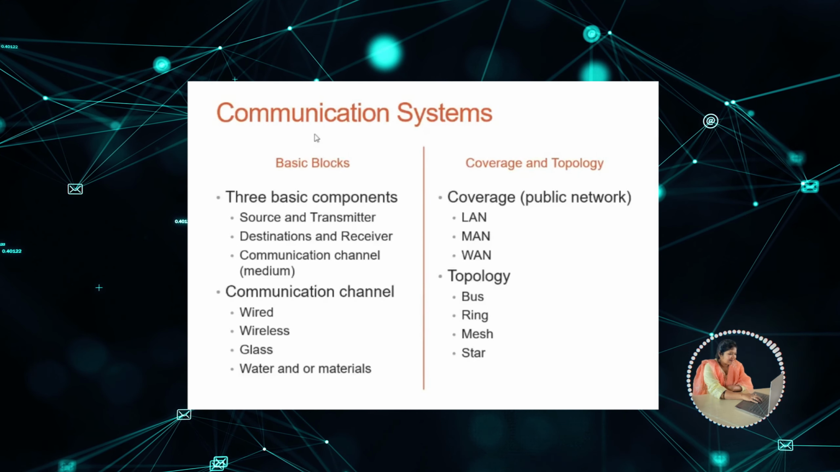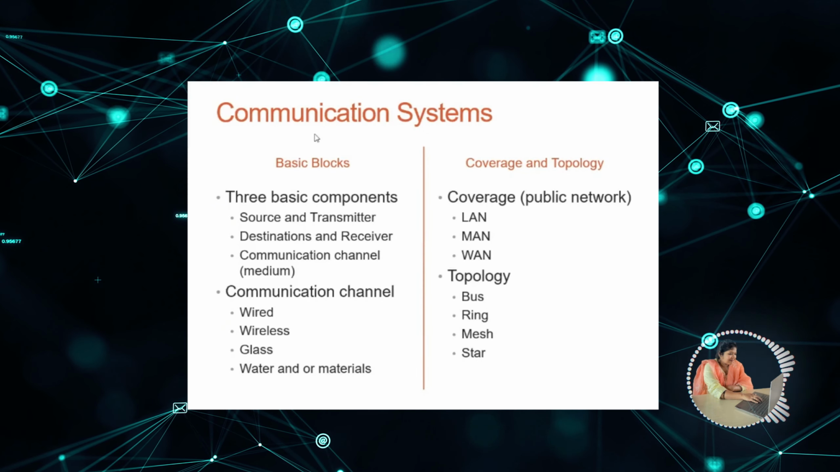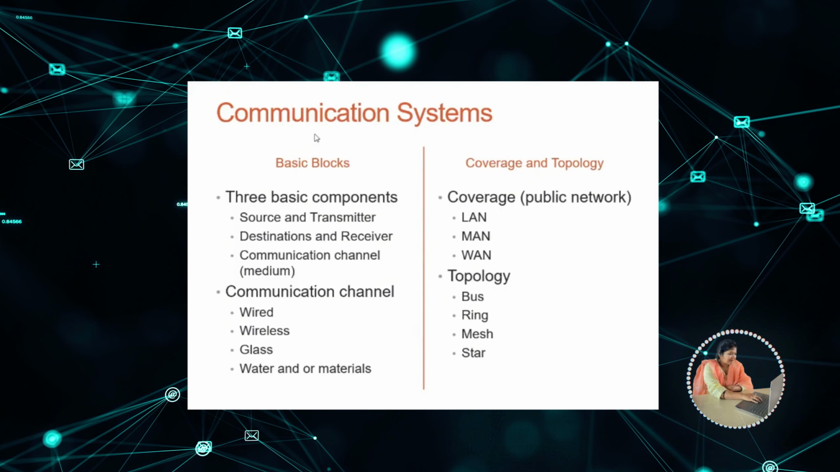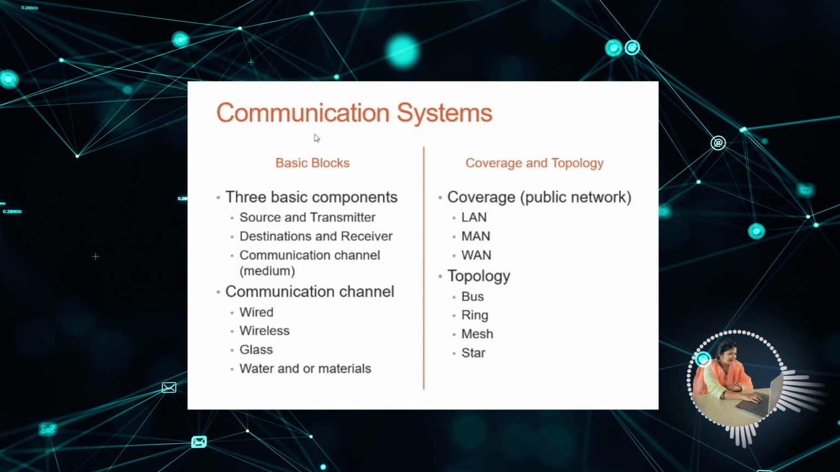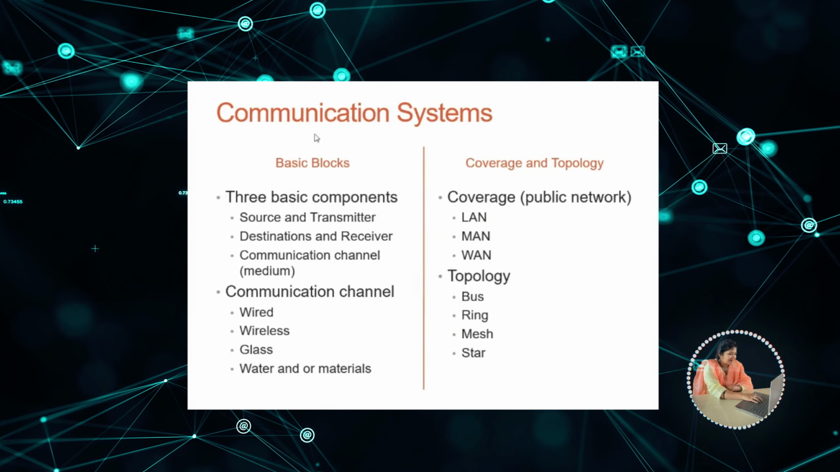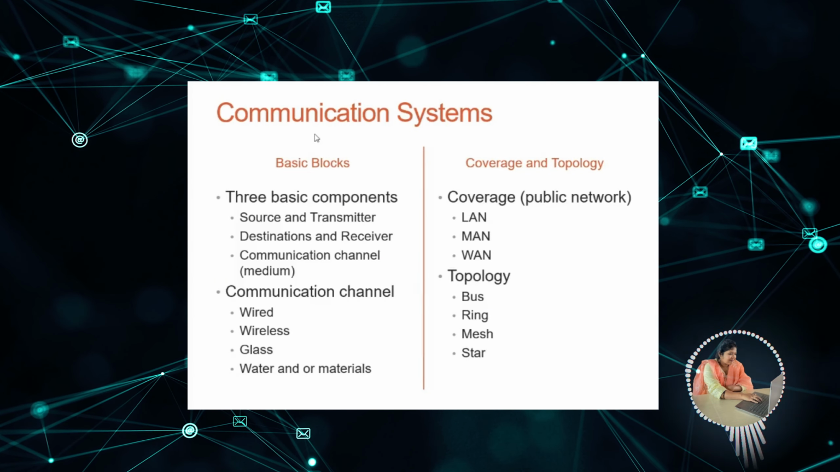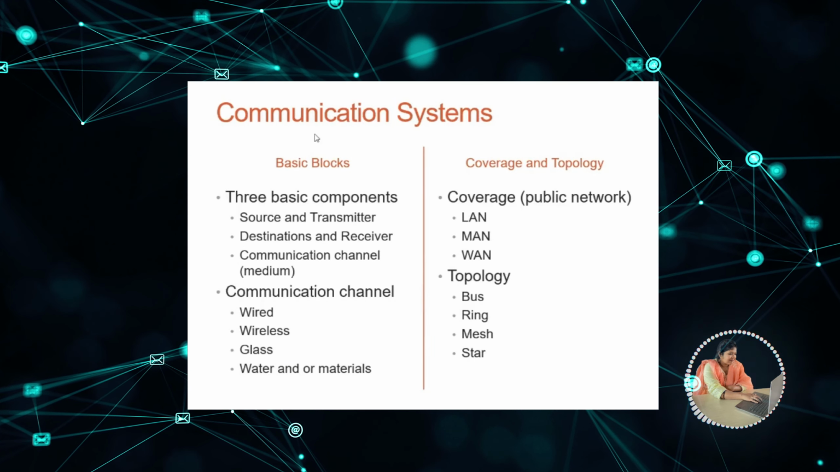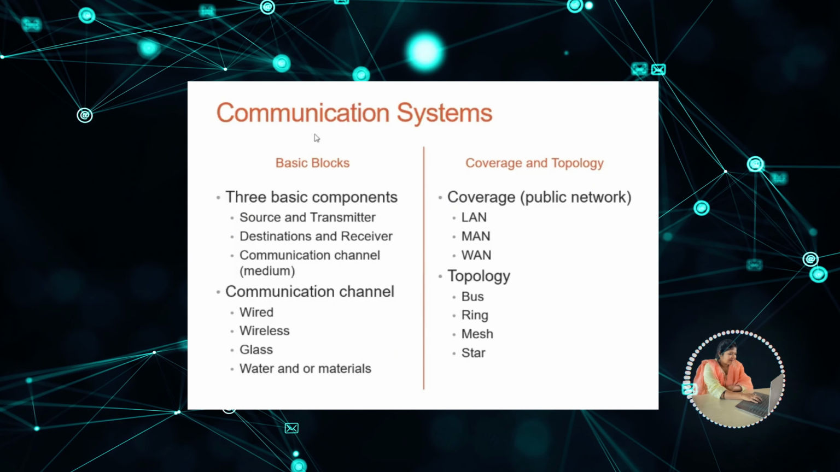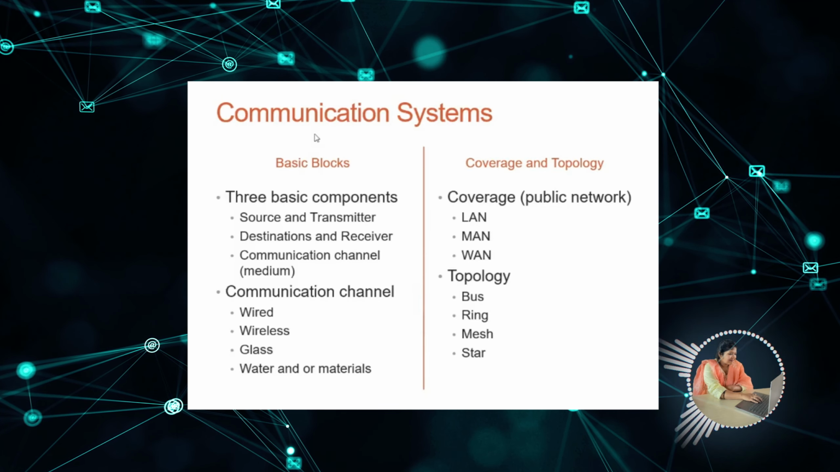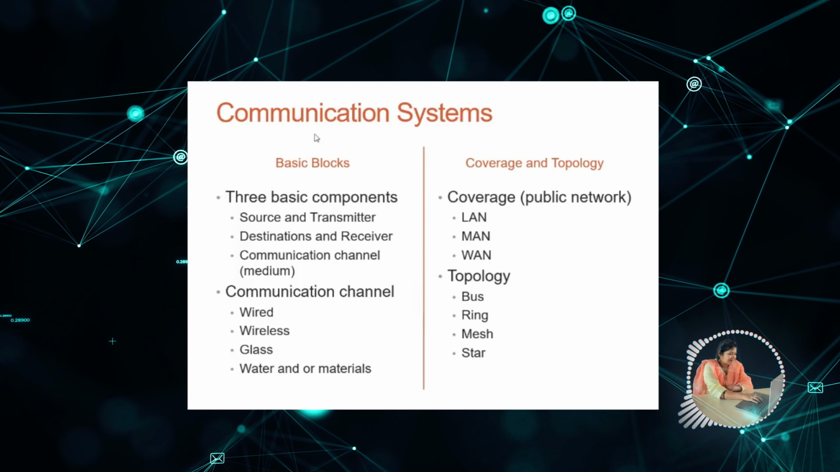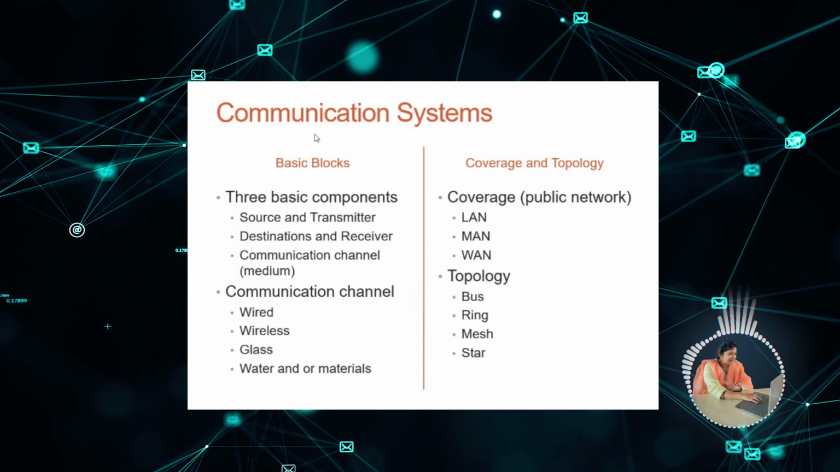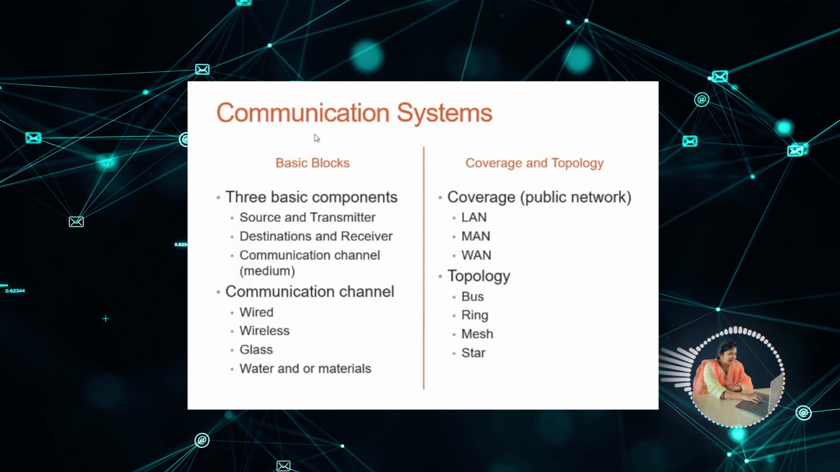And very important is what medium you are using between a transmitter and receiver, or source and destination. It is a communication channel. Now if we want to categorize the types of communication channel, first and very important is wired, second is wireless, third is glass, that means fiber, and fourth is water and other materials. These are the communication channels.